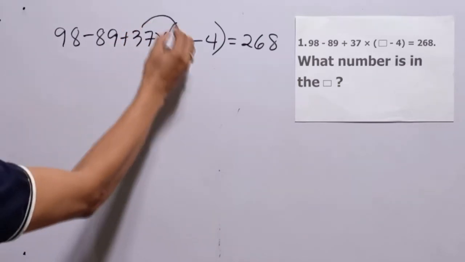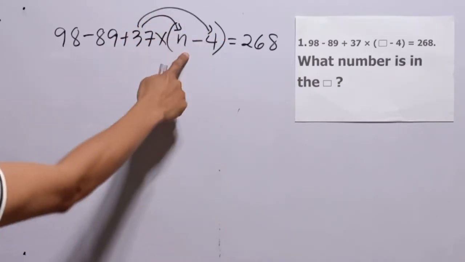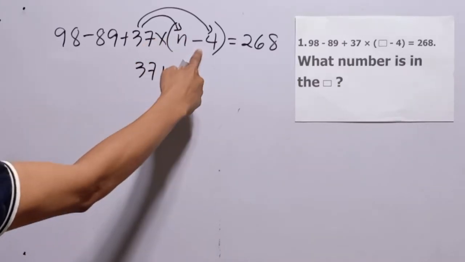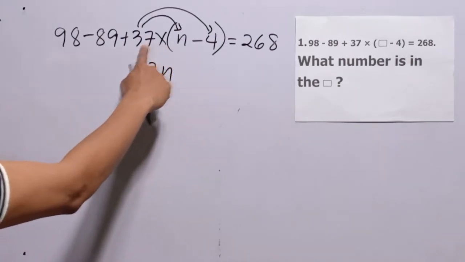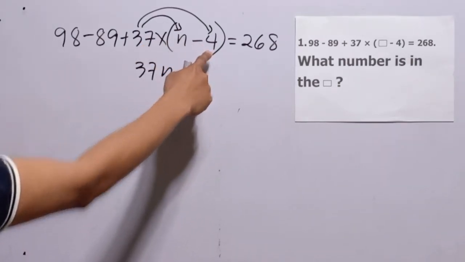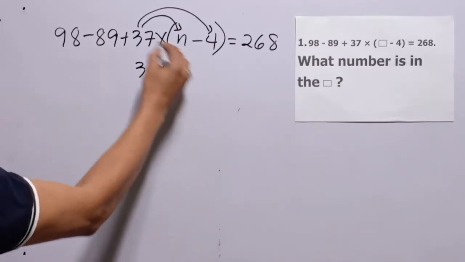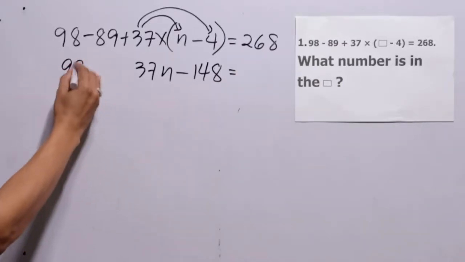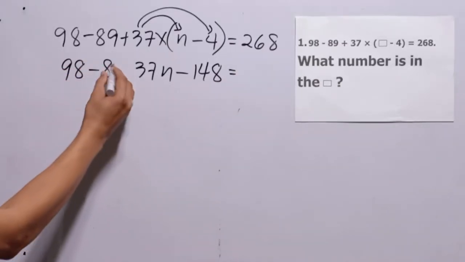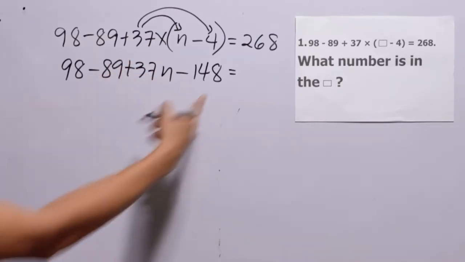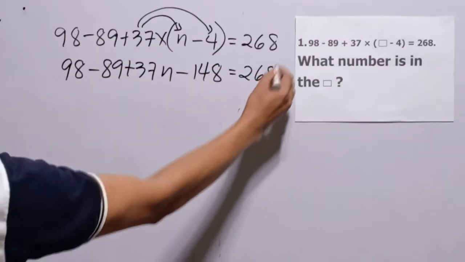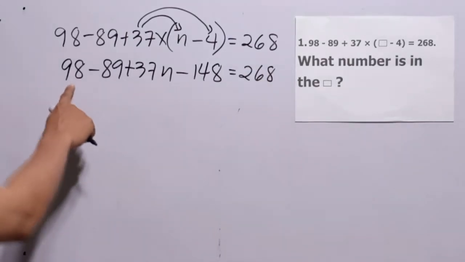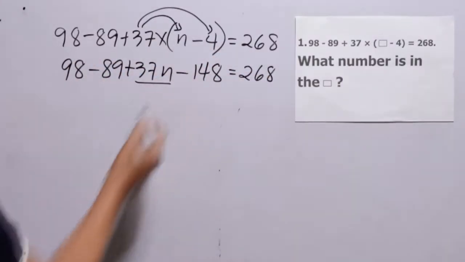Using the distributive property, we multiply 37 times n, which is 37n. Then 37 times 4, which is 148. So minus 148 equals, then we'll bring down 98, bring down minus 89, plus, and bring down 268. After that, we will transpose the numbers with no variable n.